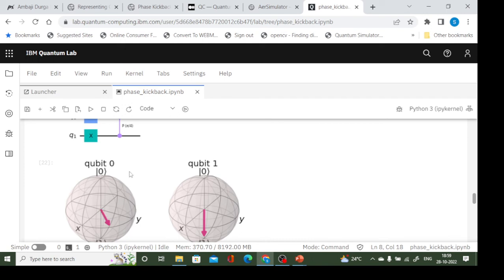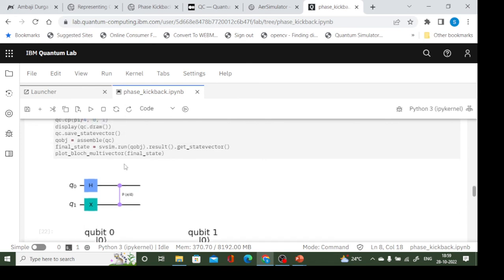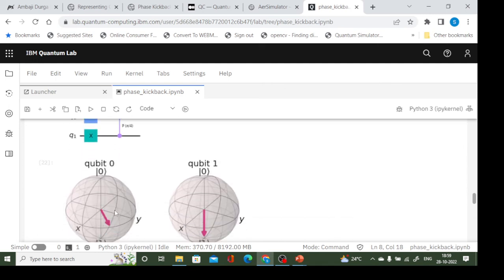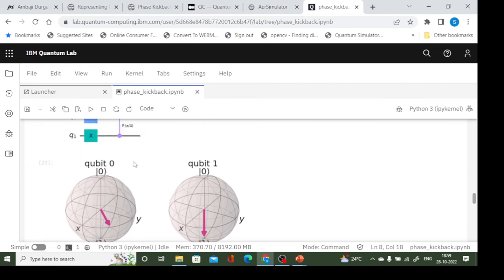Another interesting point to be noted is that whether you use this one as control or this one as control, the effect is the same. That is because this qubit is lying in the state 1, which is right on the z-axis. So any phase adding doesn't make any difference. Whatever you add, it gets into the first qubit, which is in superposition.